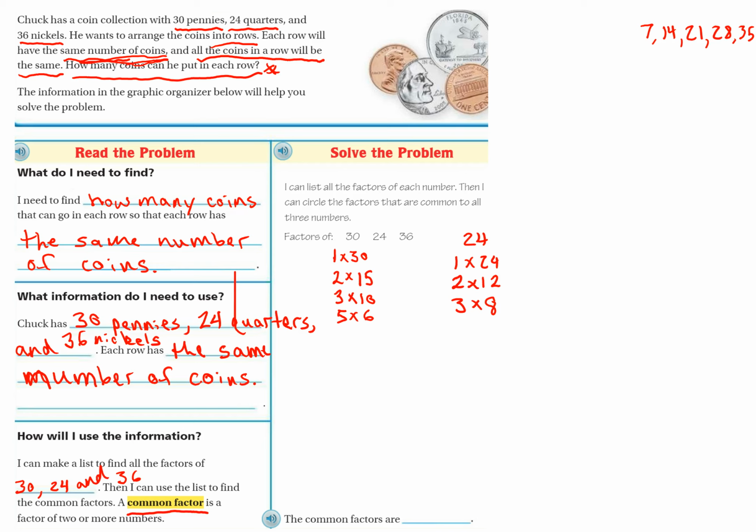Okay, what about 4? Will 4 work? Well, I'm going to jump to a benchmark that I like to use. I like to use 10 and 5s for my benchmark, just a quick check. So if I do 4 times 5, that's 20. So I'm very close to 24 already.